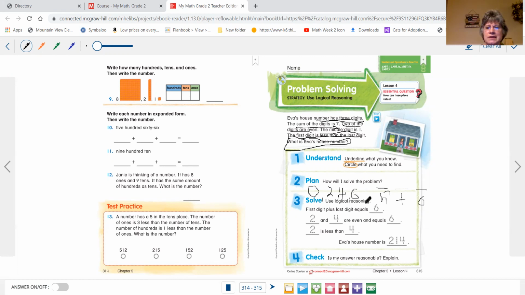And last but not least, 8. Remember, you always look in the ones place to find out whether a number is even or odd. Okay, we're going to use our logical reasoning to help us solve this. Remember what we know about numbers. The middle digit is 1. So that means the tens place, we already know that we have a 1.